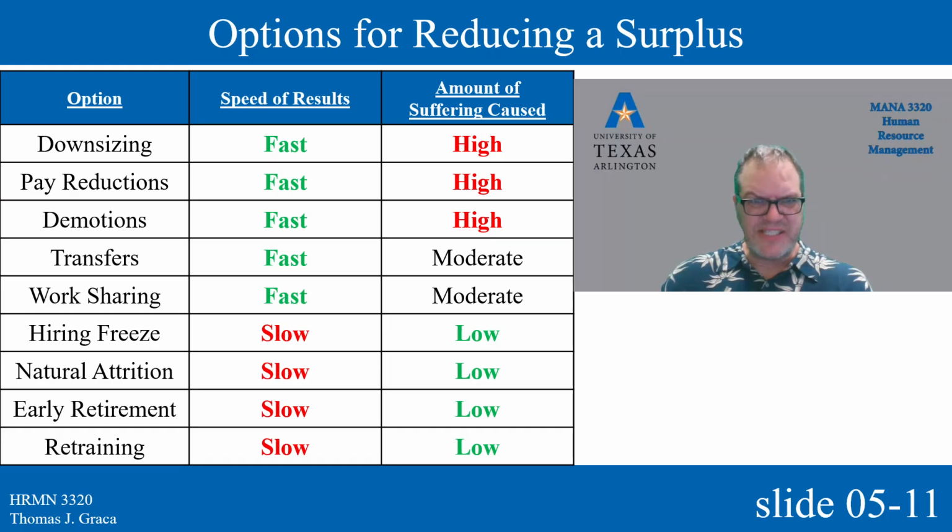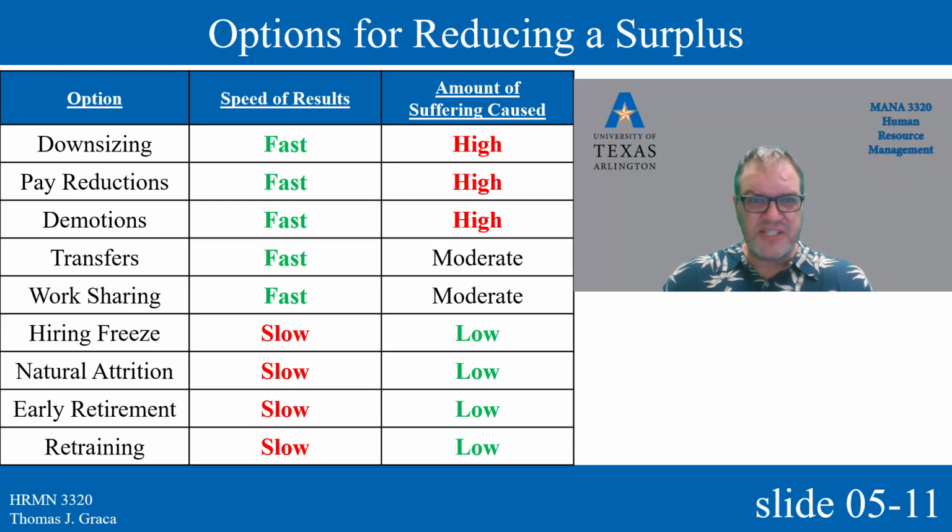The last of the options here is retraining. In other words, taking a part of your labor force that's in the surplus area, training them to do work in a shortage area. Obviously, that's slow, depending upon the extent of retraining that's needed, right? Some retraining you can do in a couple weeks. Some retraining takes months or even years. Some retraining requires someone to get certifications they don't have, or something like that. So retraining is slow, but the amount of suffering caused is low, right? We're not cutting anyone's pay. No one's losing their job. So you get the idea.